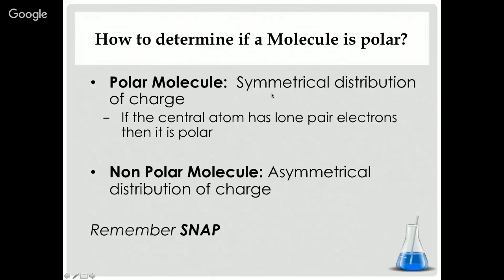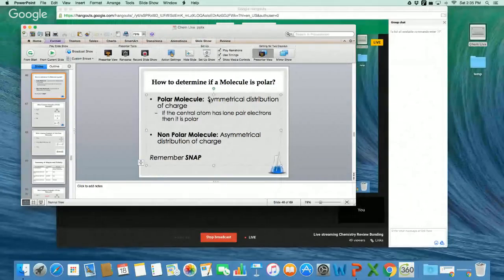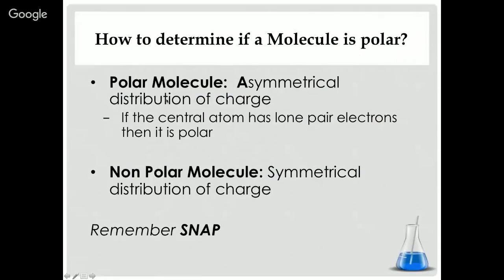So polar molecules, symmetrical. Non-polar molecules are going to be, actually that's a misprint. My apologies. So we can fix that. So for polar molecules, it's going to be asymmetrical. So let's fix that right now. Okay, there we go. Sorry about that.